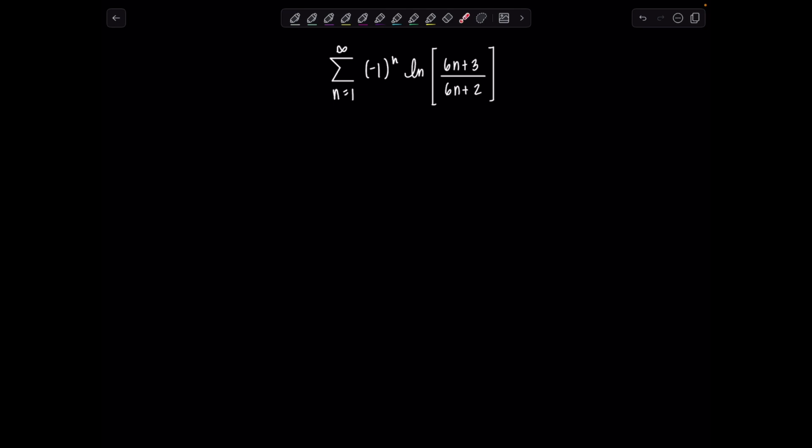So as soon as I look at it, when I notice we have negative 1 to the n, I know this is an alternating series. So I'm going to use the alternating series test, AST. And in that test, most textbooks call the portion of the term without the alternating part b sub n. So b sub n is natural log of (6n plus 3) over (6n plus 2).